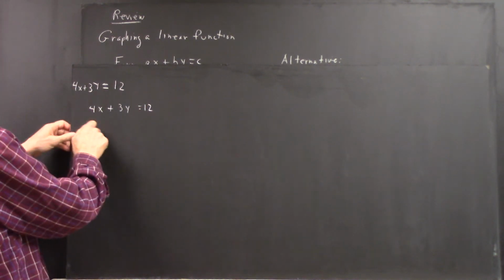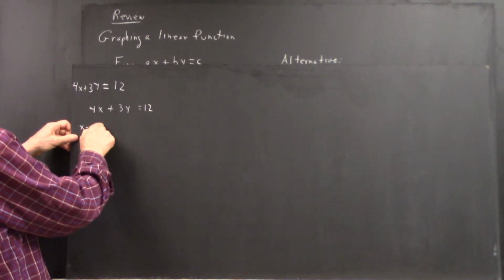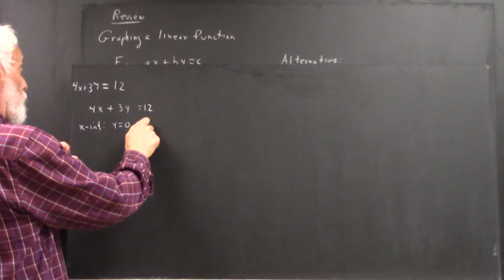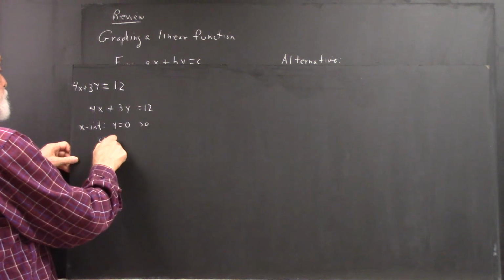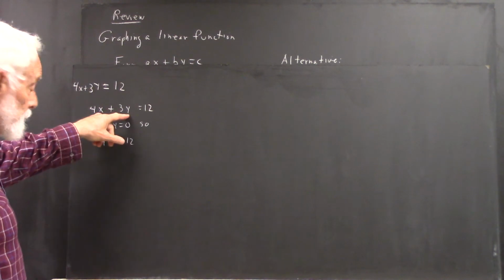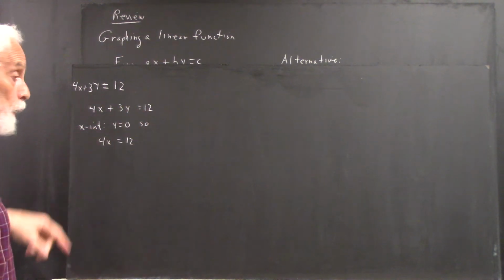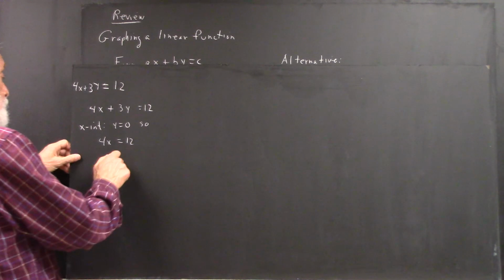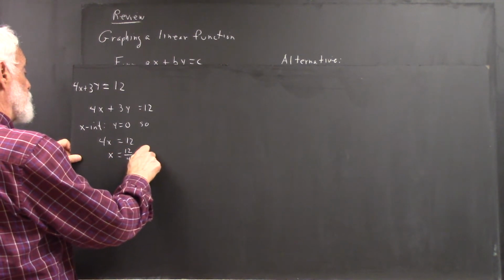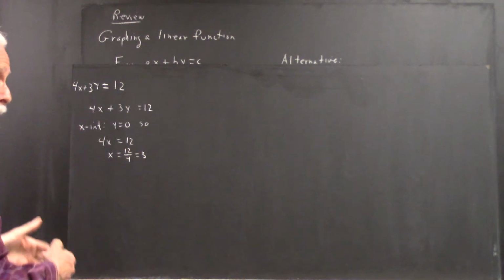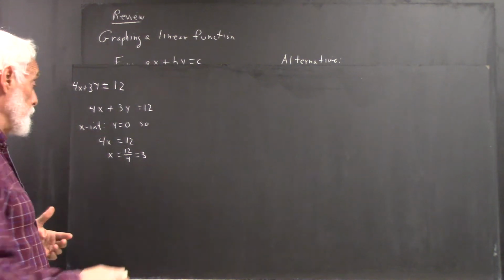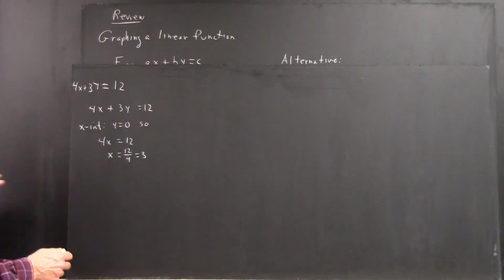X-intercept. Y equals 0. So 4x equals 12. That's, of course, because 3 times 0 is 0, and you just end up with 4x equals 12. So x is 12 divided by 4, which is 3. Dividing both sides by 4, a step that I prefer you not leave out until we're really clear that everybody understands the rules.